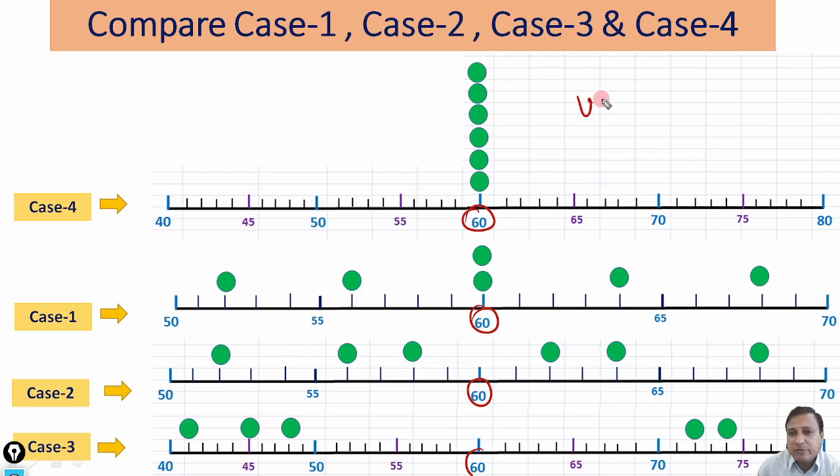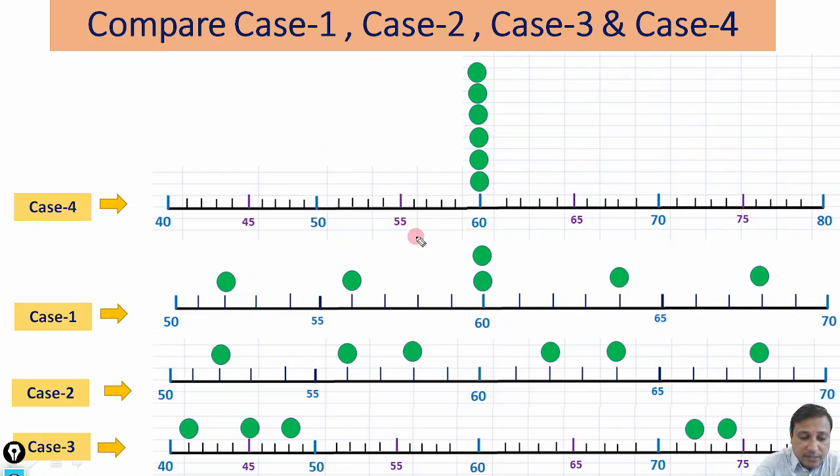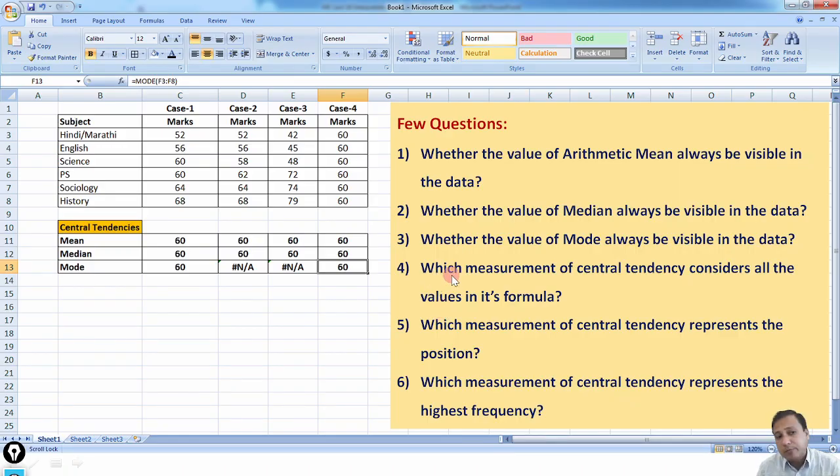Usually when we have variables, we have plenty of responses, like 340 respondents or 460 respondents. And for that many responses, when we compute mean, median and mode, it becomes very interesting to analyze them. Fine. So this is the way that we read the result for mean, median and mode. Now here are a few questions.